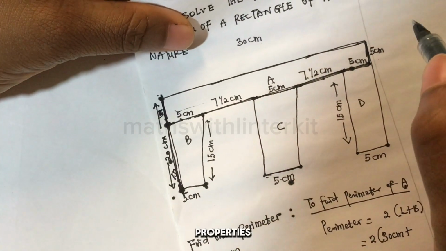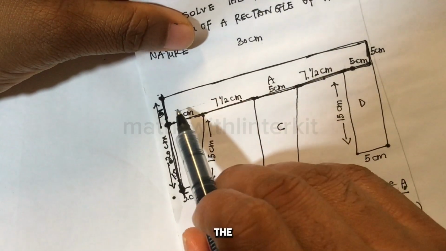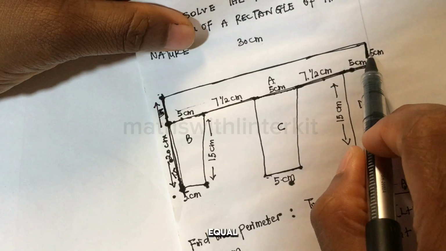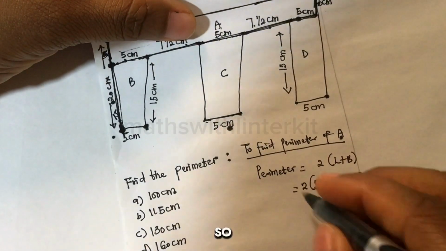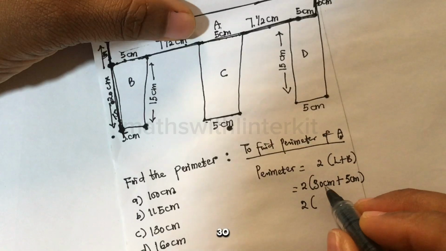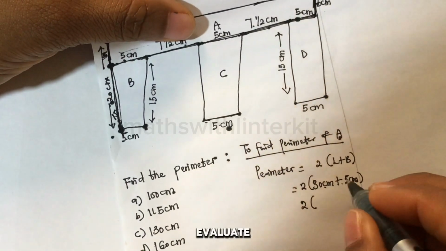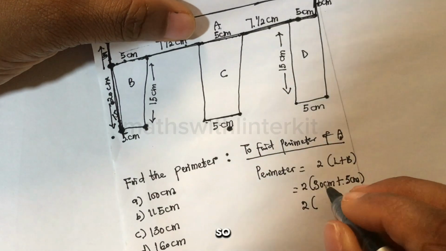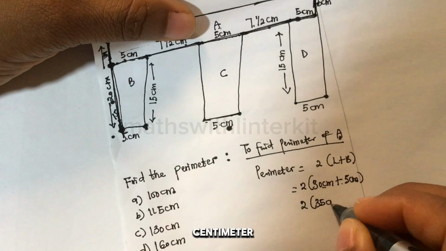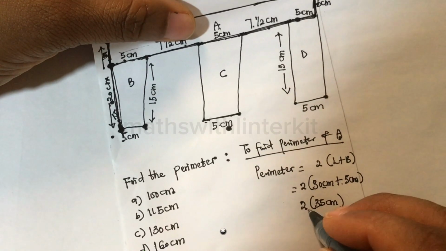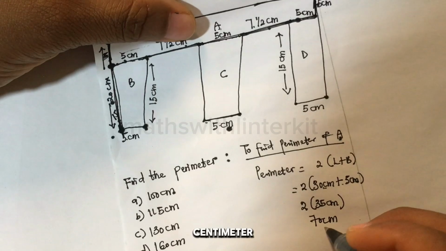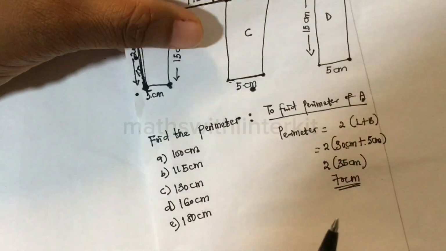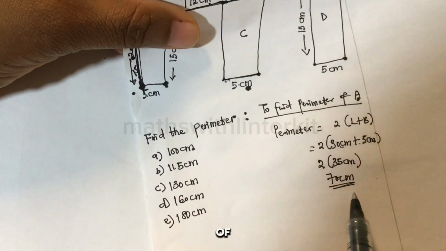Remember, one of the properties of a rectangle is that the sides that are facing each other are equal. So my breadth is 5 centimeter. So we have 2 bracket 30 plus 5. You evaluate the values that you have in the bracket. So 30 plus 5, that will be 35 centimeter. So 2 times 35 centimeter, that should be 70 centimeter. That is the perimeter of rectangle A.